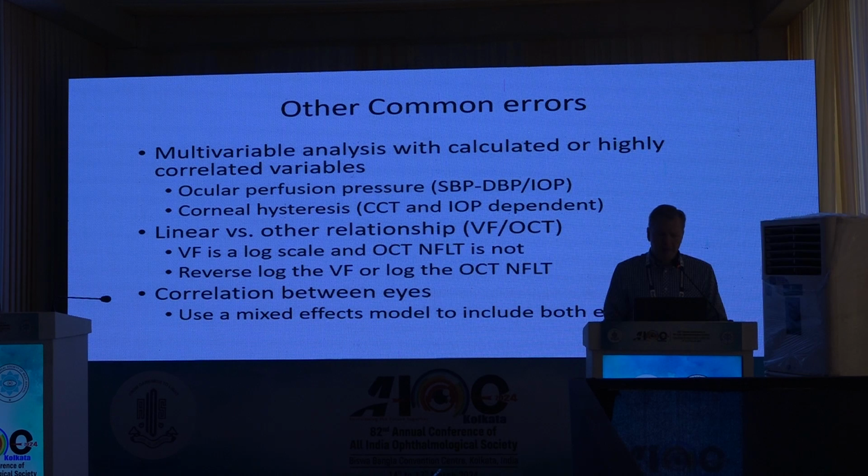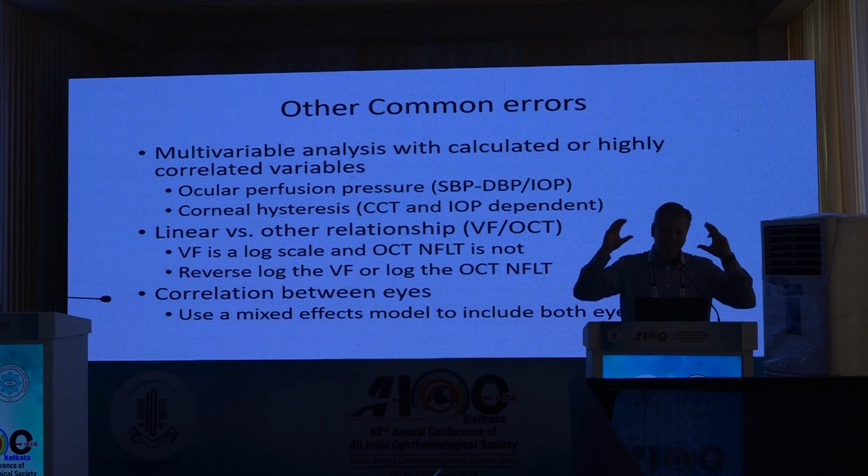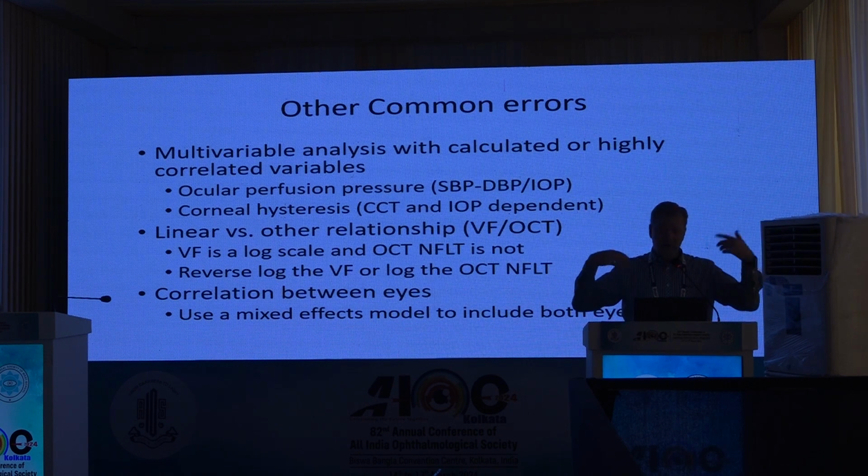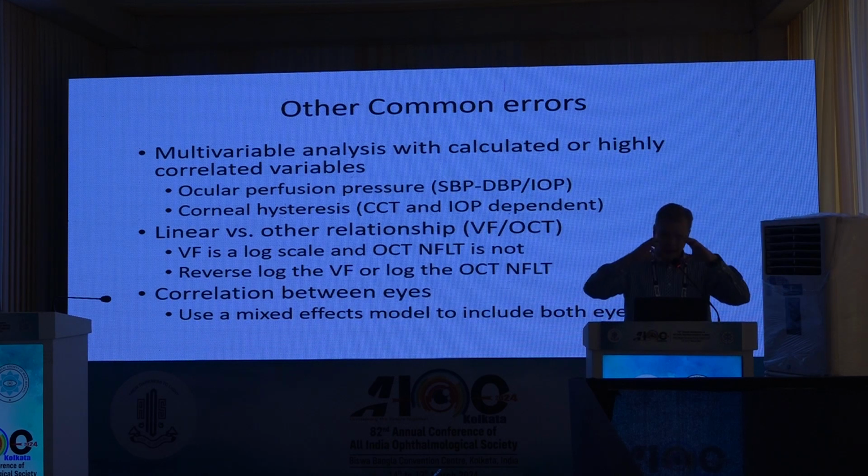The other thing that we see pretty often is linear versus other relationships in analysis. For visual field analysis, we use decibels, which is a logarithmic scale. And there'll be a comparison of that versus nerve fiber layer thickness, which is not. You have to get those both on the same scale. Either you log the nerve fiber layer thickness or you do an anti-log of the visual field, and then you can compare those 2 variables as far as progression of glaucoma.